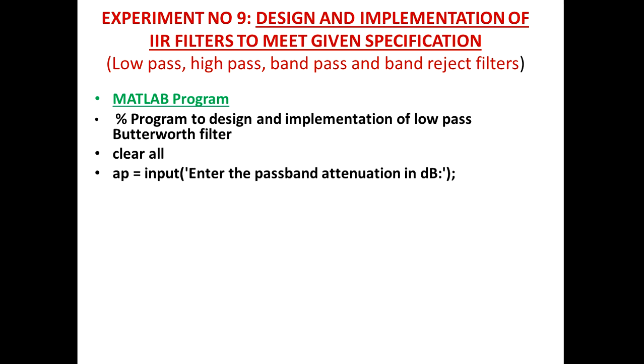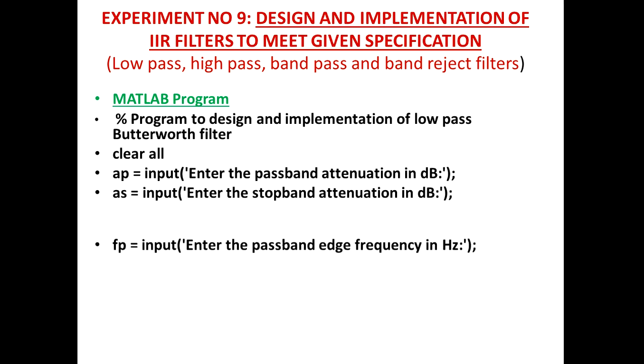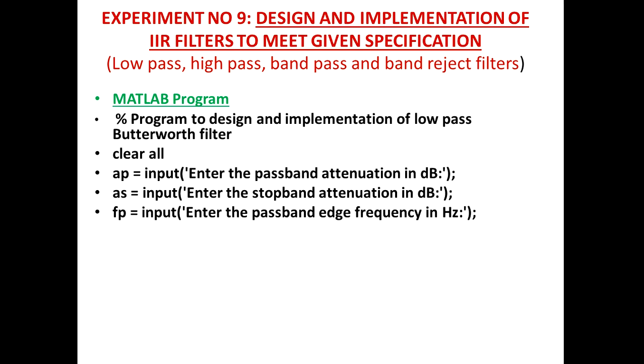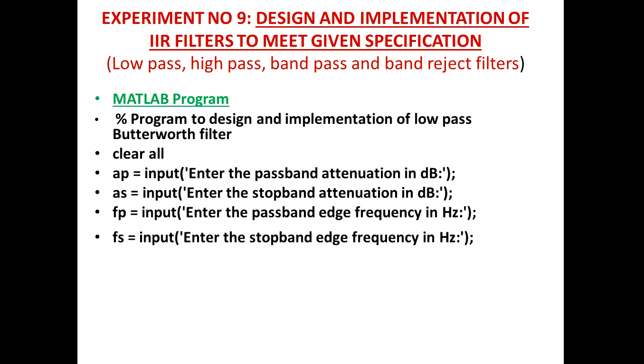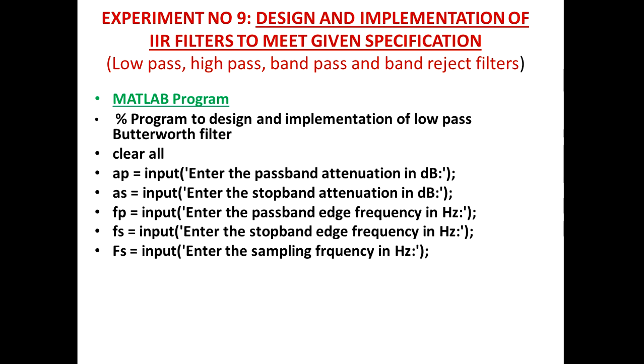So we are going to enter the filter specifications, that is pass band attenuation AP, stop band attenuation AS, FP pass band edge frequency, FS stop band edge frequency in Hertz, and FS is the sampling frequency. Once these frequencies are entered, we have to normalize the frequency, that is omega p is equal to 2 into Fp by Fs, and similarly omega s is equal to 2 into Fs by Fs.